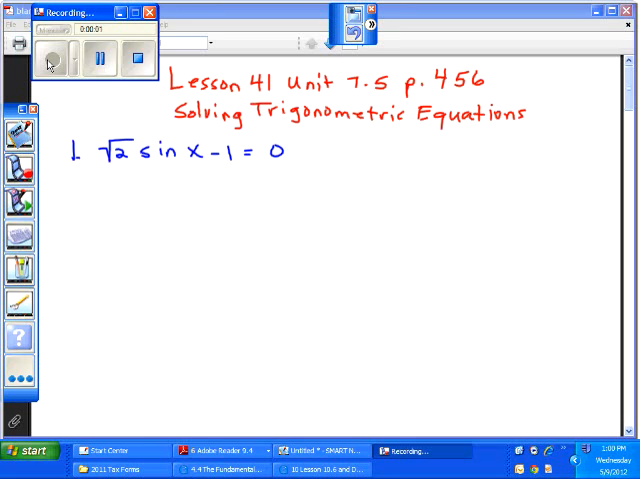All right, lesson 41, unit 7-5, page 456 is solving trigonometric equations. This is the worksheet; it wants you to solve for the principal values of x. An x that would make that true. So we're looking for a value of x that would make that left side equal to 0 on the right side. You might could do a little bit of a graphical approach and try to do that, but that's not really what we're going to do. We're actually going to solve on paper.